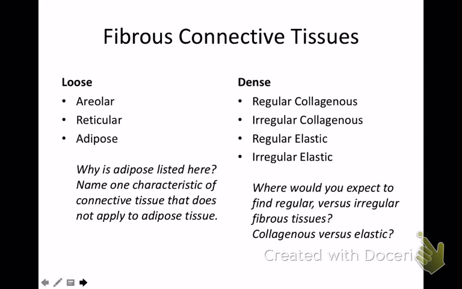What is adipose connective tissue full of? Yes, this is a trick question. It's full of adipocytes. If you extracted all the adipocytes from it, guess what's left? Basically a loose connective tissue.